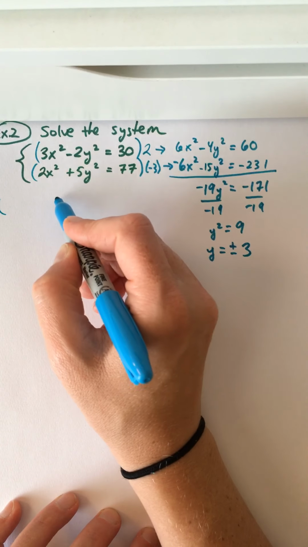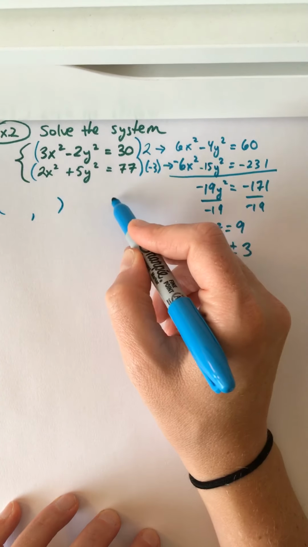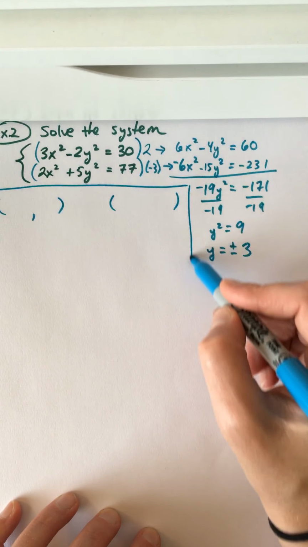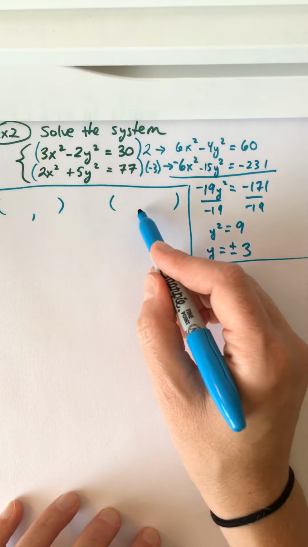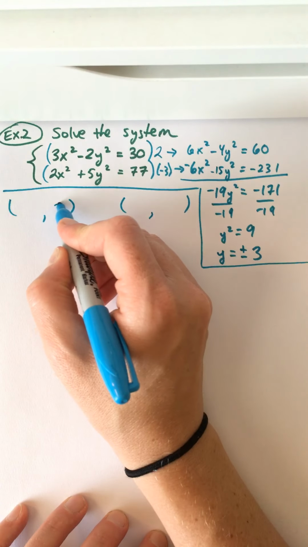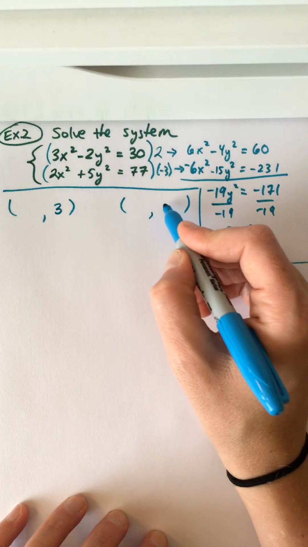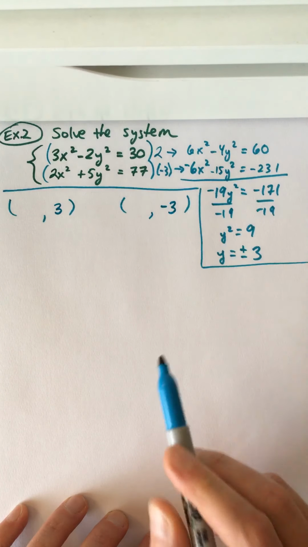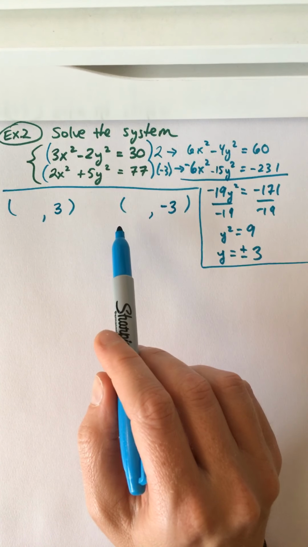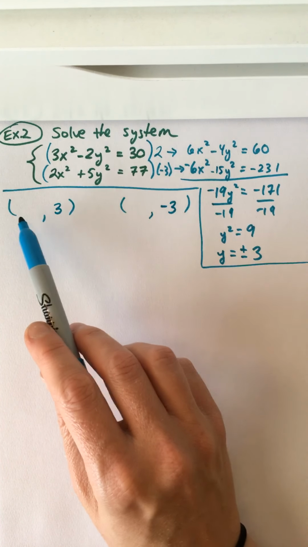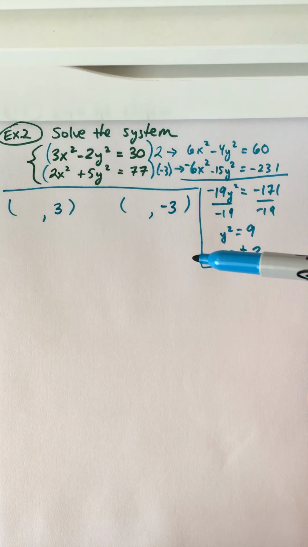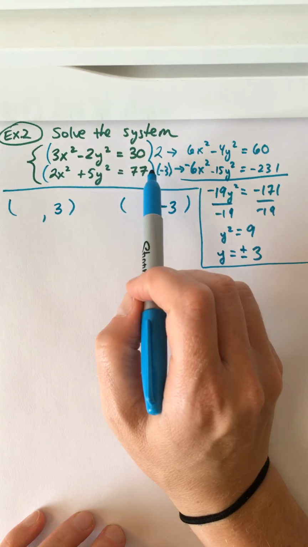I'm going to come over here and think about my solutions as sets of ordered pairs. We could have a y value of +3, or we could have a y value of -3. Now my goal is to solve for the corresponding x values. So I'm going to think about if y is 3, what is x? Well, we can go back to any of the equations that have both an x and a y. I'm going to choose this top equation.